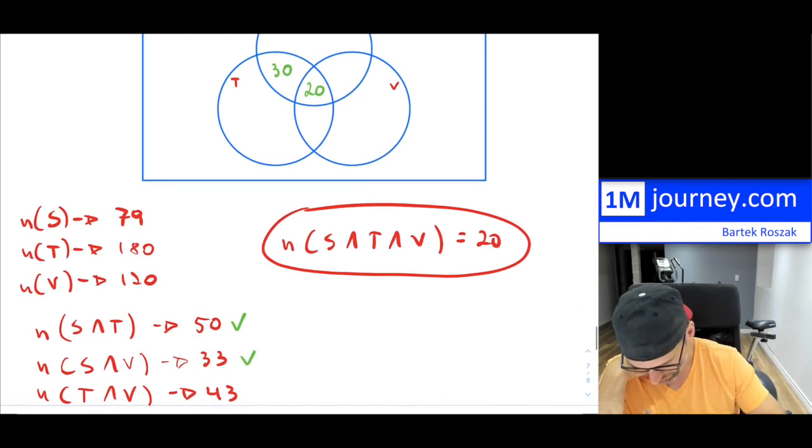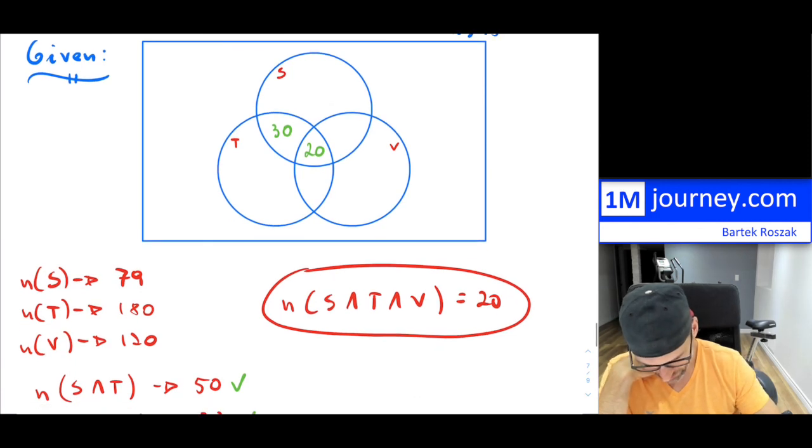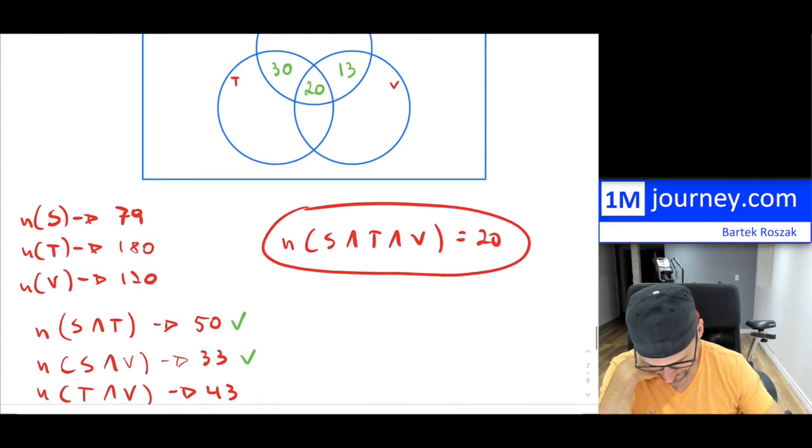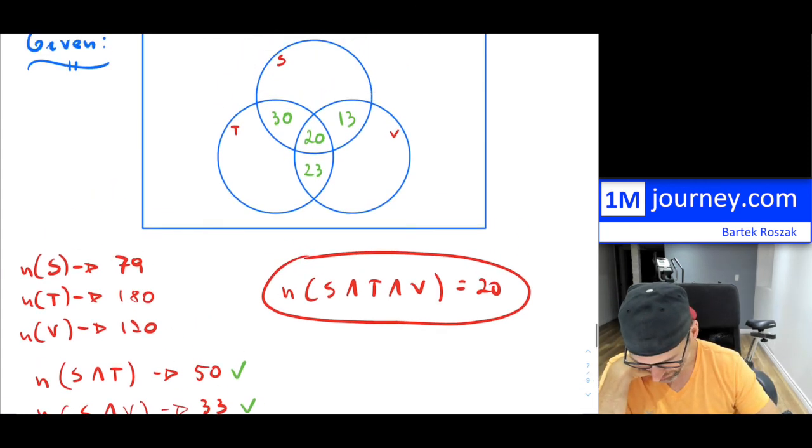Then swim and volleyball is 33. Swim and volleyball is 33 minus 20, so that's going to be 13. Okay, so we can have that. And I guess track and volleyball, 43 minus 20, so that's 23. Okay, and then now you can go ahead and keep moving on up.